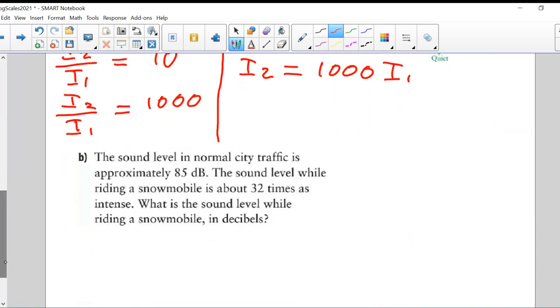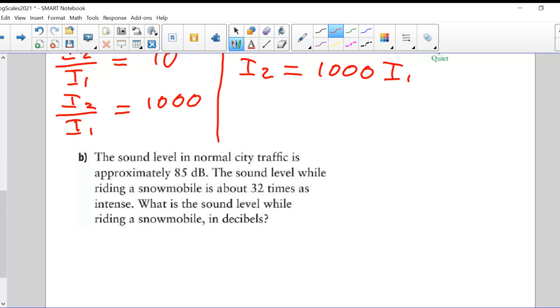And they're now telling us that the sound level in a snowmobile is about 32 times as intense. It's 32 times more intense than the normal city traffic. It's louder, is what we're saying. A snowmobile is louder than normal city traffic. What is that decibel level, right? What does that look like as a decibel level?